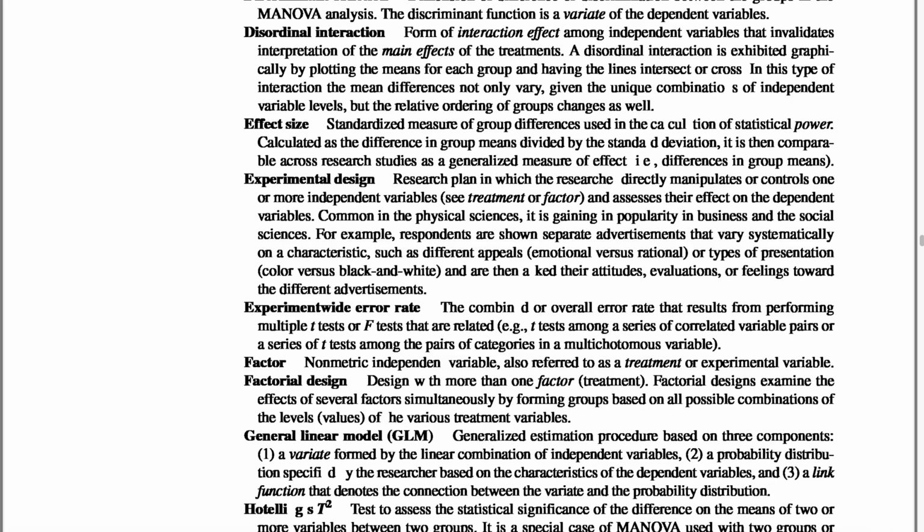General linear model, we call it GLM. A generalized estimation procedure based on three components. Number one, a variate formed by the linear combination of independent variables. Second, a probability distribution specified by the researcher based on the characteristics of the dependent variable. And third, a link function that denotes the connection between the variate and the probability distribution.